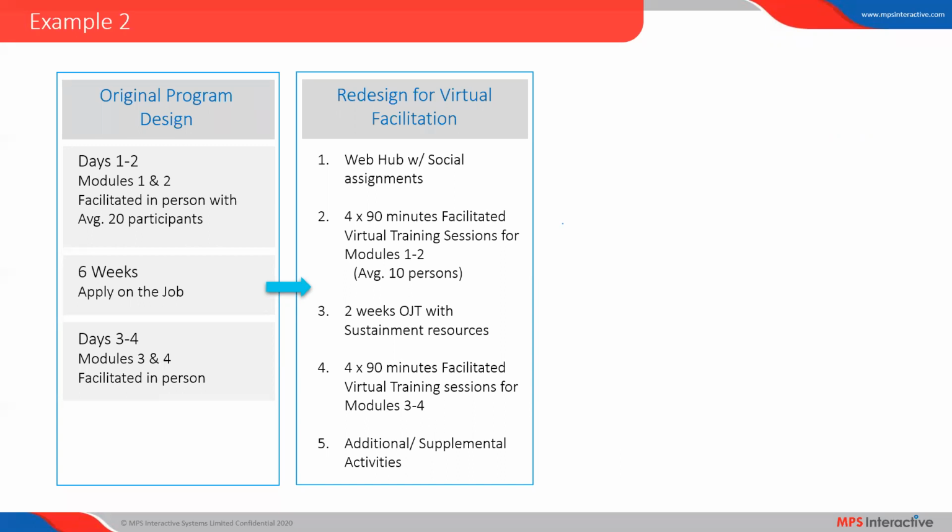But essentially, for modules 1 and 2, we ended up breaking them into 4 90-minute sessions. So module 1 would be 2 90-minute sessions. And we also reduced the class size so that you had a little bit more one-on-one high-touch fidelity, instead of 20 people in person, 10 people online. We reduced the 6 weeks applying on the job to about 2 weeks, and we added in digital sustainment resources, which I'll show you in just a moment. And then 4 more 90-minute facilitated live sessions, or WebEx type sessions, that covered modules 3 and 4. So that's how we moved it from in-person classroom to facilitated virtual.